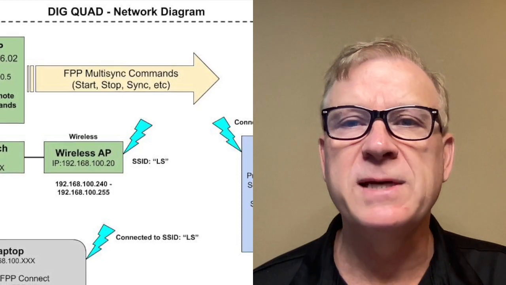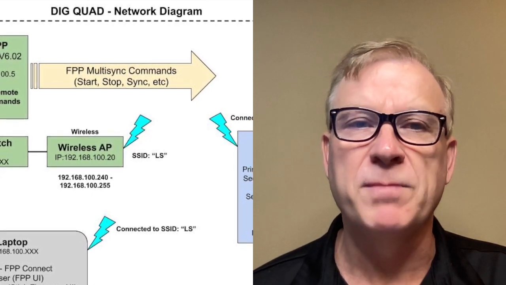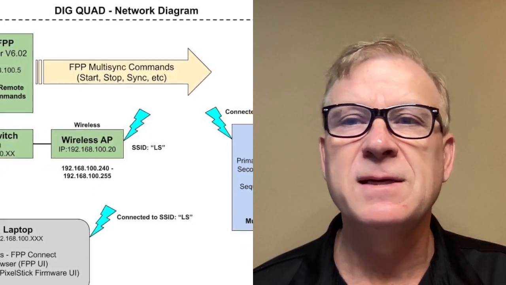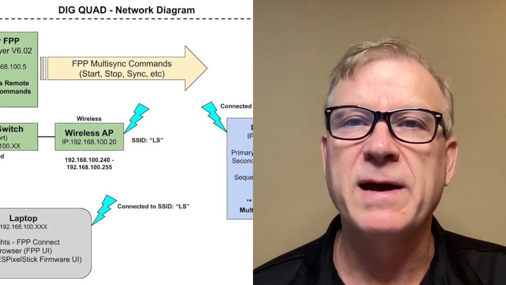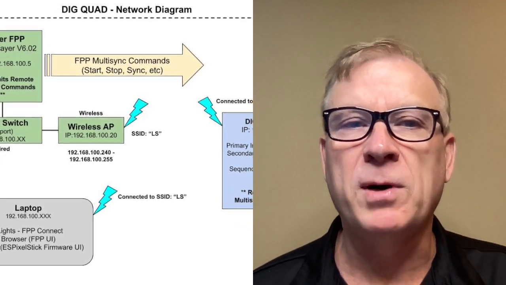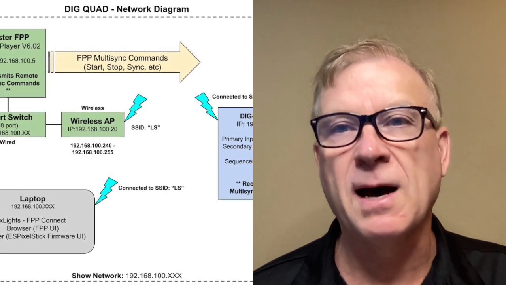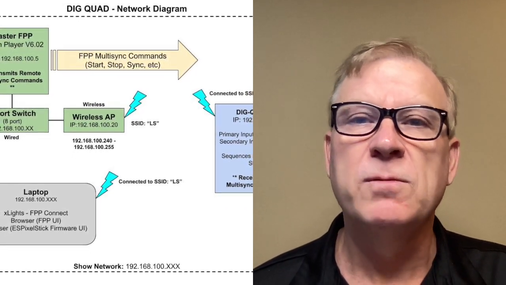Remember, when using FPP Remote Multisync mode, the pixel data isn't being streamed to the controller. The FPP is sending small multisync commands to start, stop, synchronize the sequence, which is running locally on the controller. This allows the DIG quad to control a high number of pixels on multiple outputs over wireless without delay or lag.